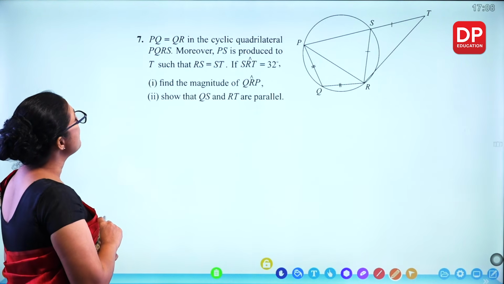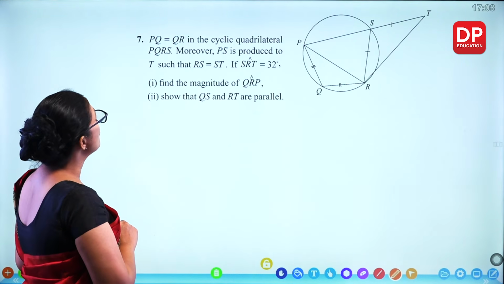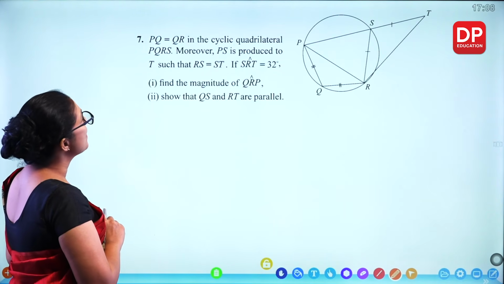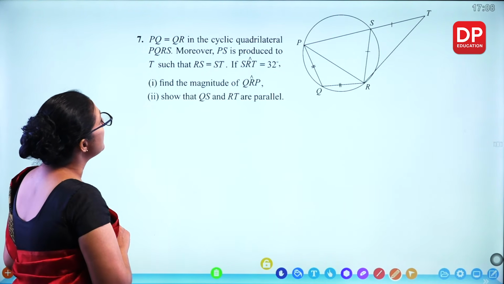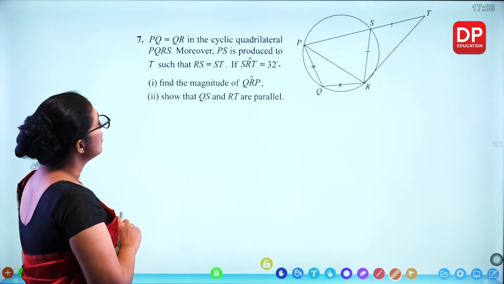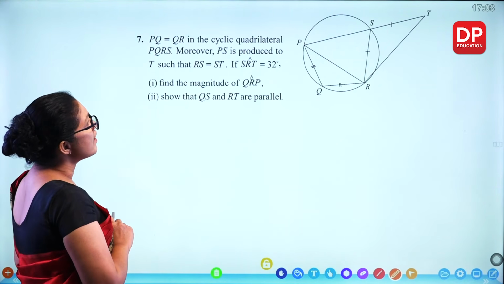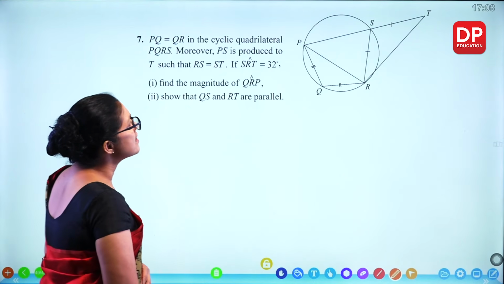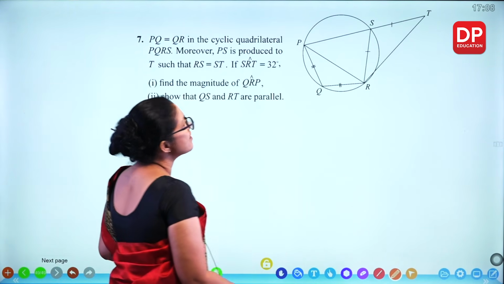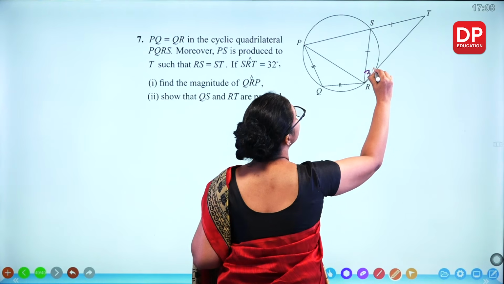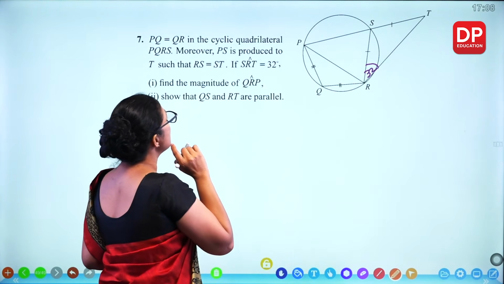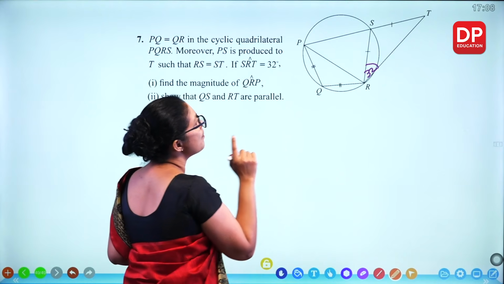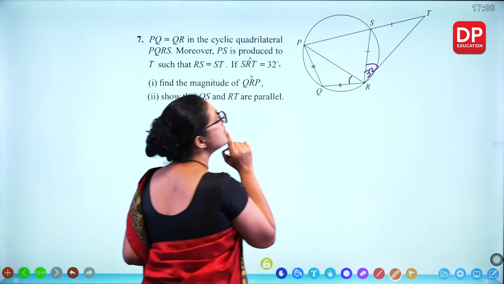Question number 7. PQ is equal to QR in the cyclic quadrilateral PQRS. Moreover, PS is produced to T such that RS is equal to ST. If SRT is 32, find the magnitude of QRP. QRP is this angle.